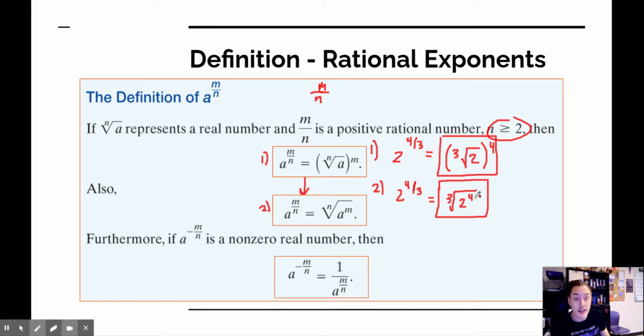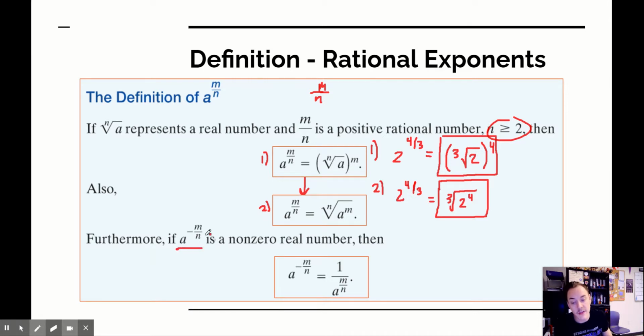And 2 to the 4th power is 16, and then the cube root of 16, I don't know, I can't remember. Let's find out together. It's probably some random number. Yeah, it's like 2.5. So it's some random number. But that's a lot easier to evaluate by hand than this, regardless of the decimal.